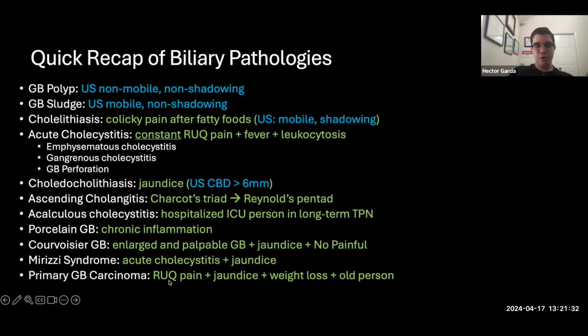And then the primary gallbladder carcinoma: old person with right upper quadrant pain, jaundice, weight loss. And then if there are some risk factors such as Middle East, then cholangiocarcinoma could be an answer as well.